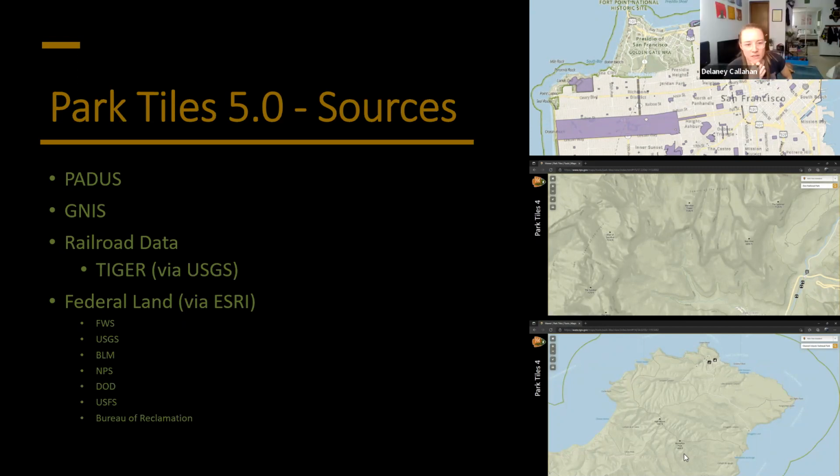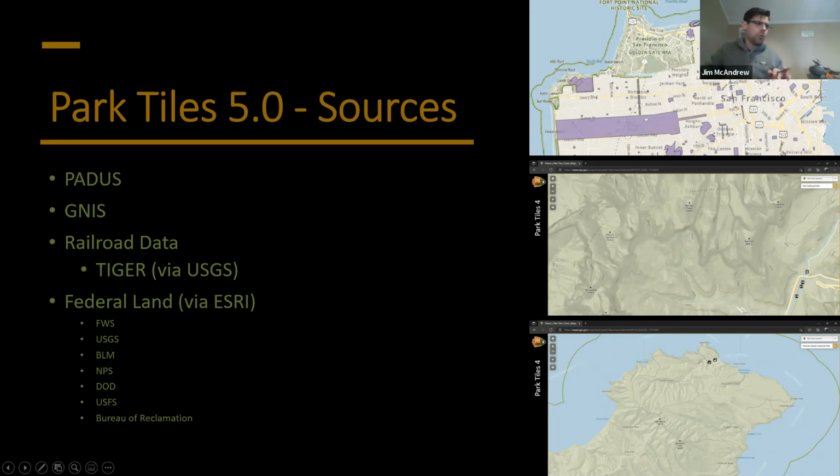Railroad data, again, that's something slated for Park Tiles 5. That's coming from TIGER/Line census data via USGS. And then federal land data, which is sourced out through Esri, and it's an authoritative data set on all these different federally owned lands coming from those agencies listed there. Because we want to be able to show other lands other than just National Park Service lands on the base maps at a minimum. Yeah, that's what we have planned for Park Tiles 5 sources and getting those together.